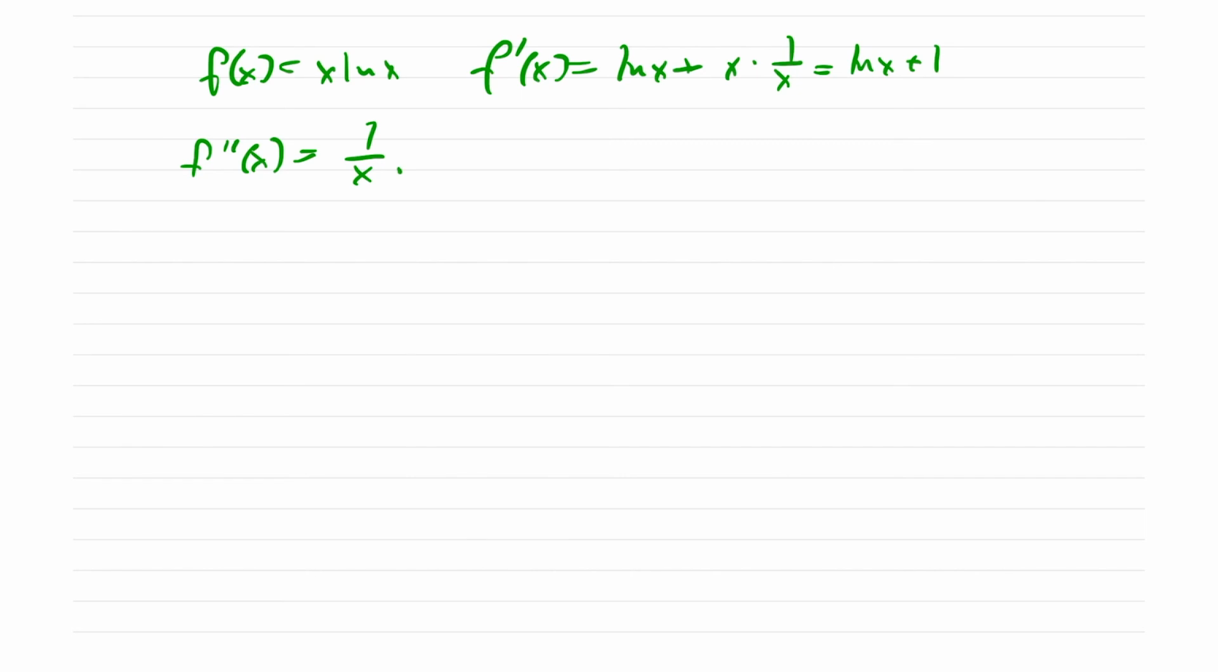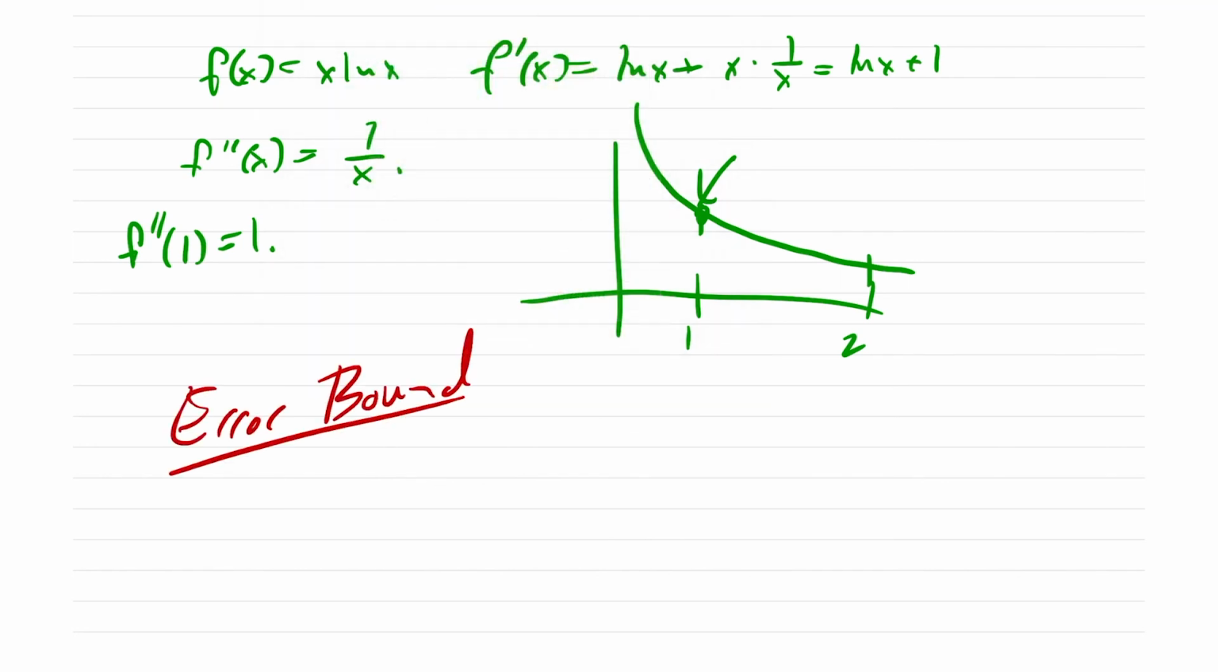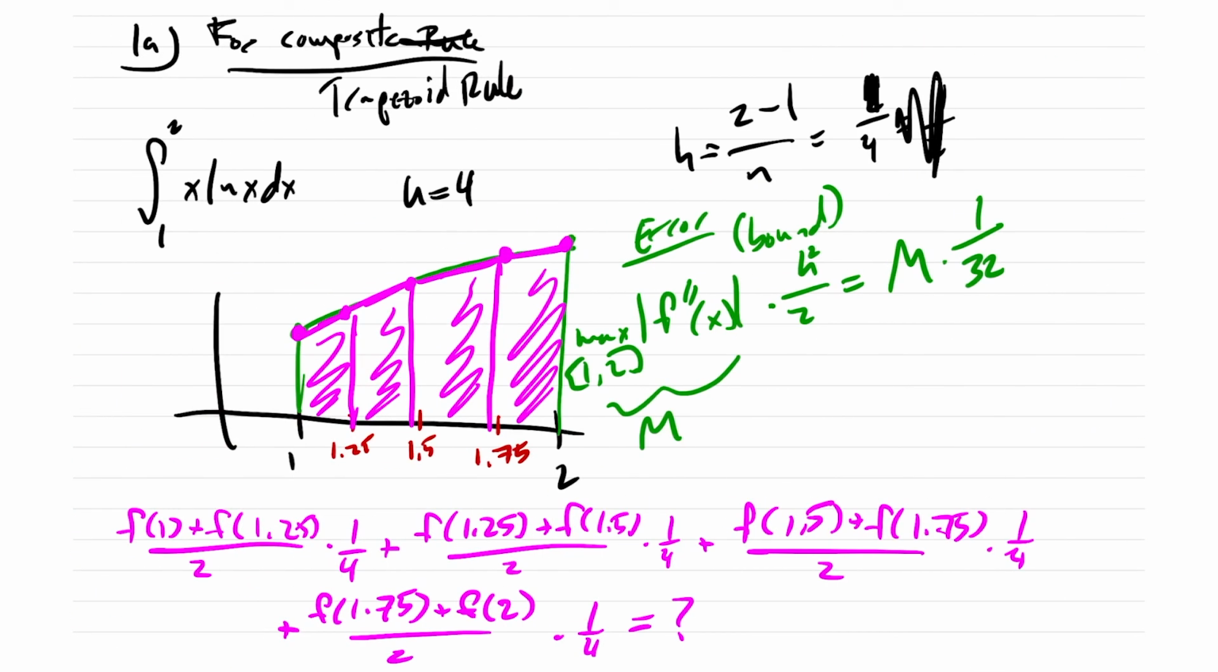Okay, so we're trying to figure out the maximum of this over the interval 1 to 2, and this is simply this. It looks like its maximum value is going to happen here at the left endpoint. We know that f''(1) is just 1, right? So the error is going to be 1 times 1 over 32. So it's 1 over 32, right? That's where I left off. Yep.